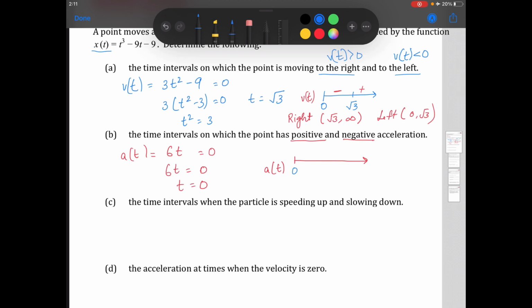So acceleration is going to be either positive or negative for the entire time. Let's pick a number, any number you can pick. Let's pick 1. If I substitute 1, I get a positive number. So basically my acceleration is going to be positive from 0 to infinity, and it's never negative.